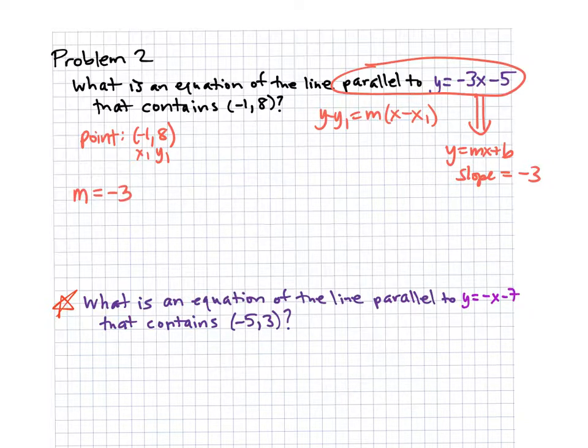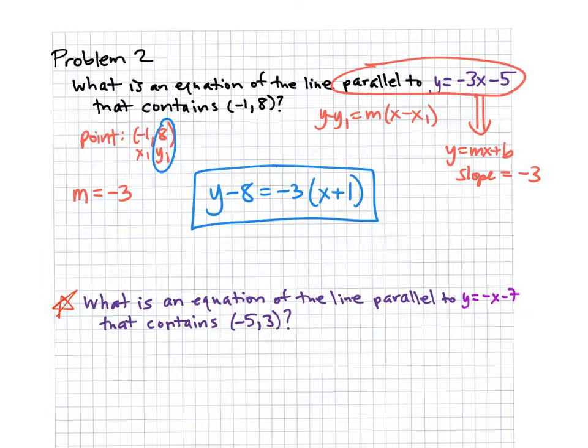So then when we plug into the point slope formula, we have y minus 8, since y1 is 8, equals our slope, -3, times x, and then it's minus -1. So when we minus a negative, we make that a plus. And this is an equation. It does not ask for the equation to be in any other form. This is an equation because there's an equal sign. You do not have to solve for y and simplify. This line is parallel to this line because they have the same slope of -3, and it contains this point because it's subtracting -1 from x and subtracting 8 from y.